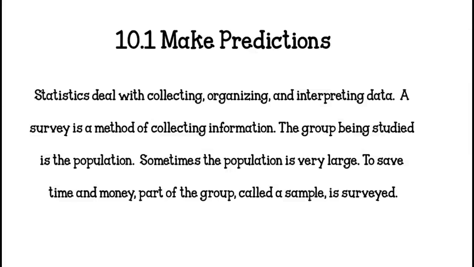10.1 is called Make Predictions. Statistics deal with collecting, organizing, and interpreting data. A survey is a method of collecting information. The group being studied is the population. Sometimes the population is very large. To save time and money, part of the group, called a sample, is surveyed.